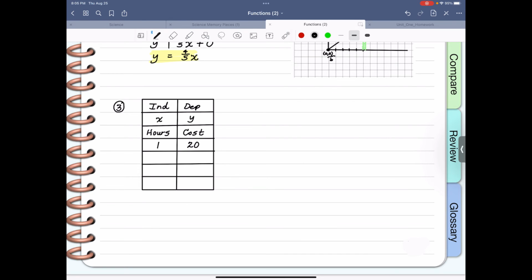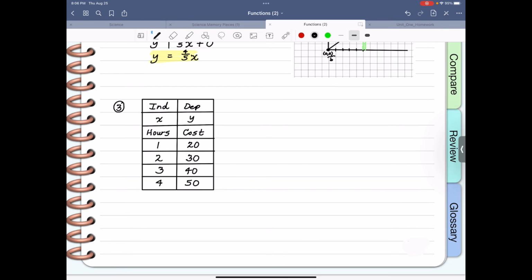Now be careful. The price is going to change. Actually, no. What am I telling you? From 10 to, yeah, that's right. Sorry. At 2 hours, it's not 40. It's only $30. At 3 hours, it is $40. At 4 hours, it is $50.